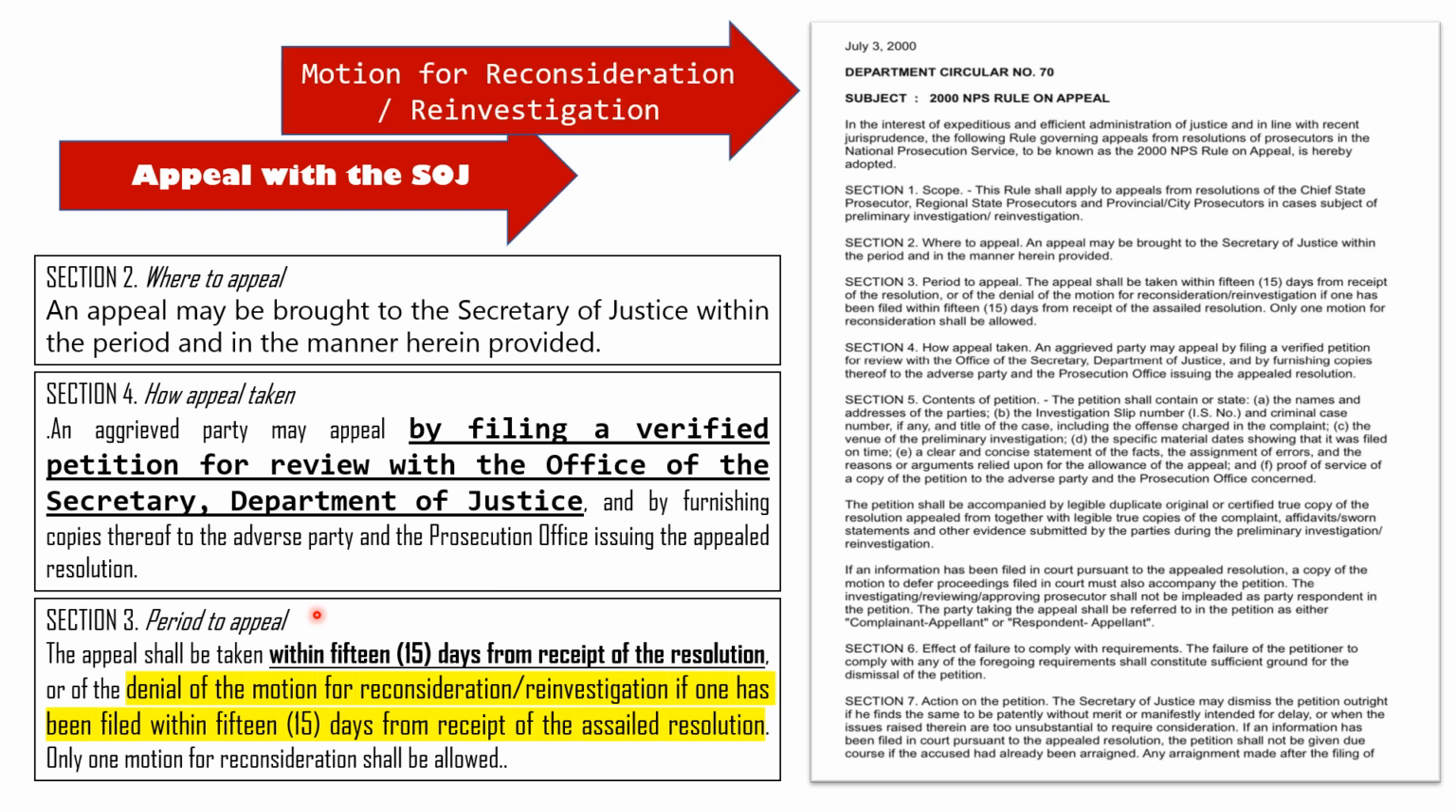But if you opted to file first a motion for recon, nag-file ka muna ng motion for recon or sometimes called a motion for reinvestigation, then you have to wait for the decision of this motion for reconsideration. If there is now a decision and it was denied, then you can file within 15 days from the denial of the motion for recon or from the denial of the motion for reinvestigation if one has been filed. Take note again, sinabi ko na to, only one motion for recon shall be allowed.